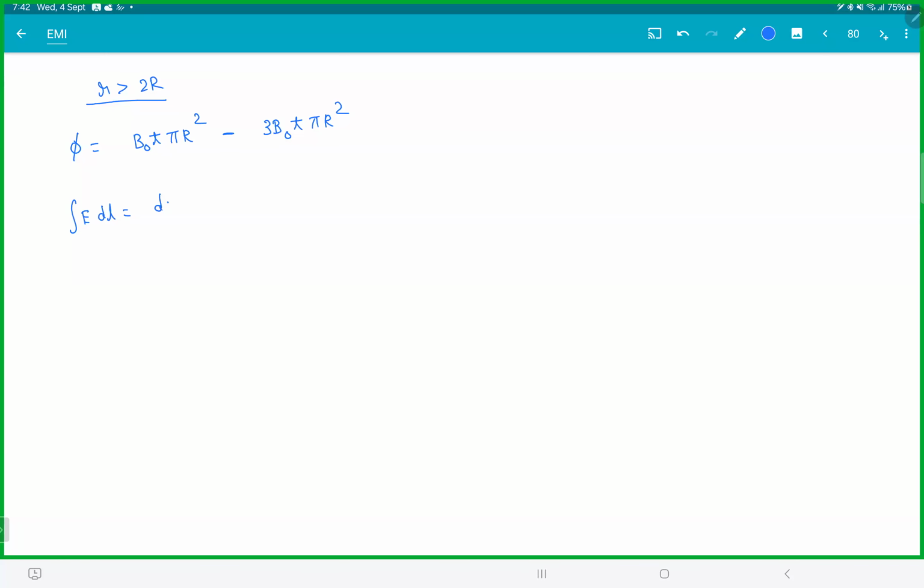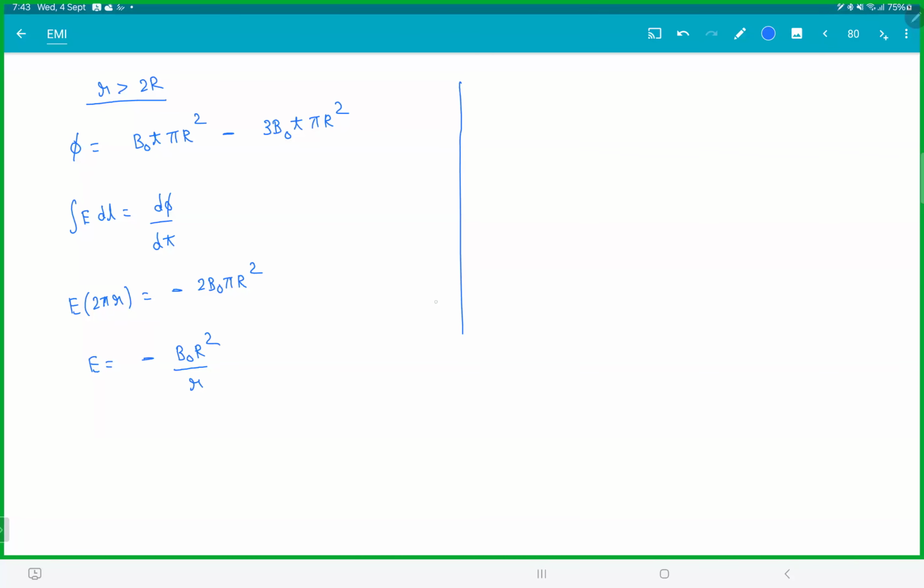E dot dl is equal to d phi by dt. So this would be E into 2 pi R minus 2B naught pi R square. B naught R square by small r. Clear? 3. Yeah. Clear, everyone?